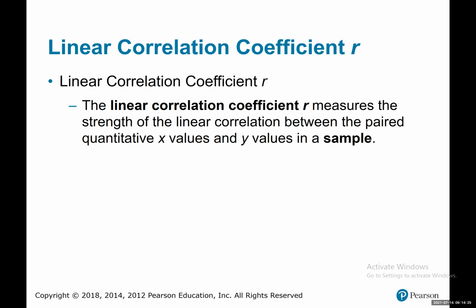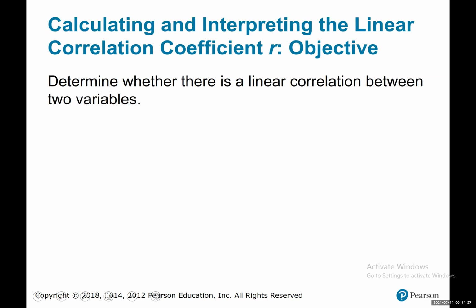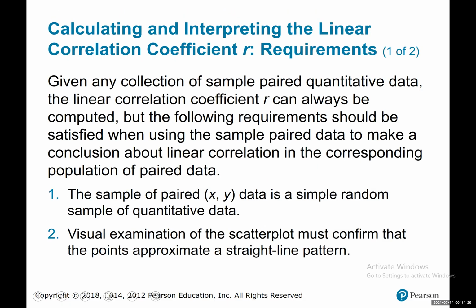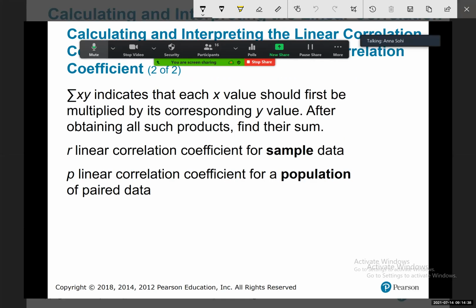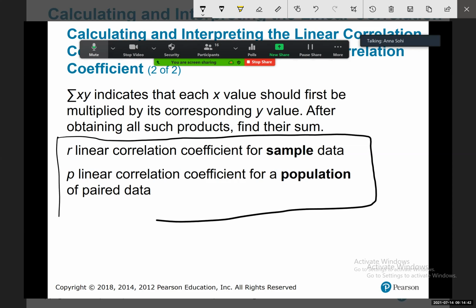Okay, now we want to test to see if there is a correlation or not. So let's just look at these notations. We're going to use these. R is the linear correlation coefficient for sample data. Rho, we call this rho, is the linear correlation coefficient for the population of paired data.